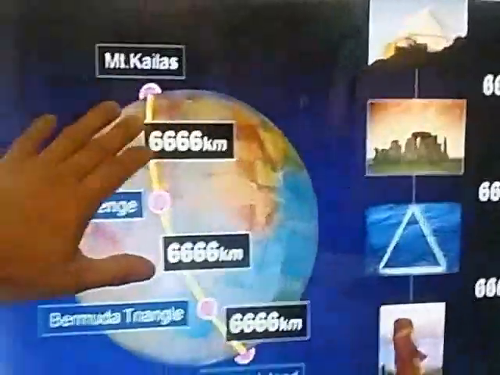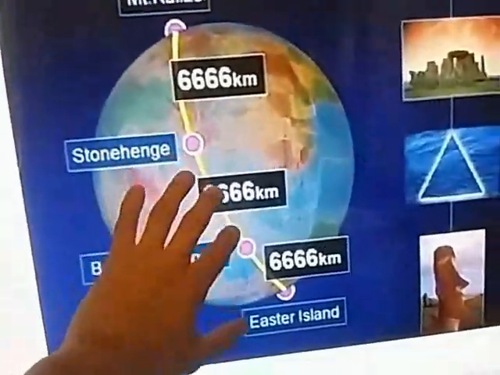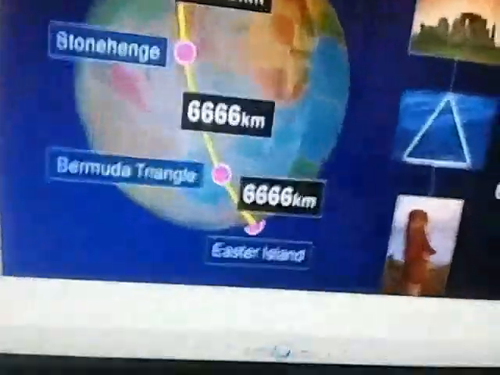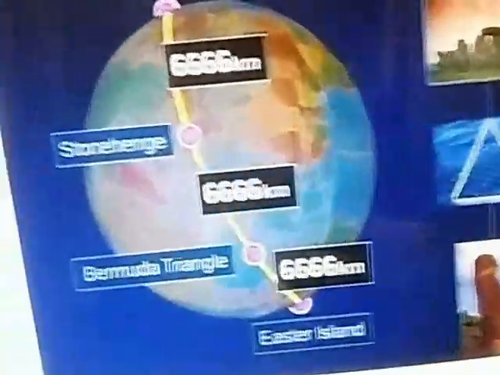Now, like I said, they're 6,666 kilometers apart, right? But when you multiply that times 12, the signs of the zodiac, you get the circumference of the planet. And that's why I believe that Atlantis was actually in the Pacific Ocean.